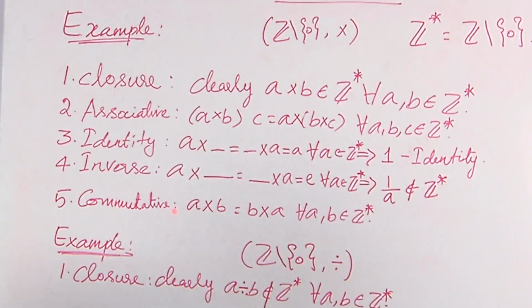Next, we can check for commutativity. The commutative law always holds for product. So, A cross B equals B cross A for all A comma B in Z star. Therefore, the commutative law always holds for Z star comma product.